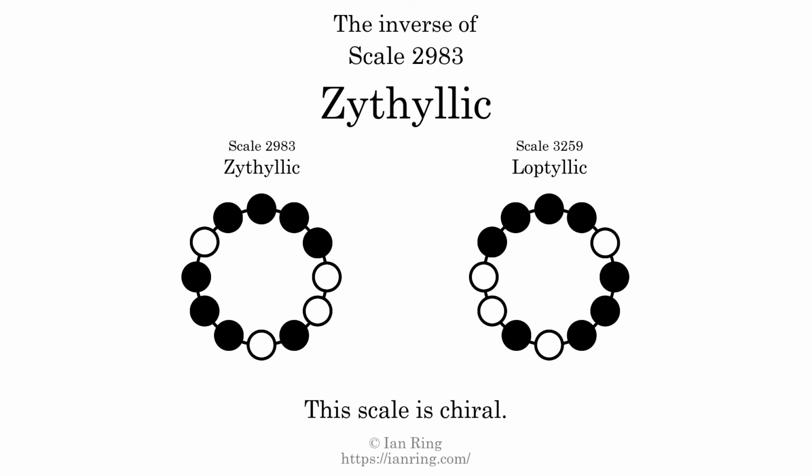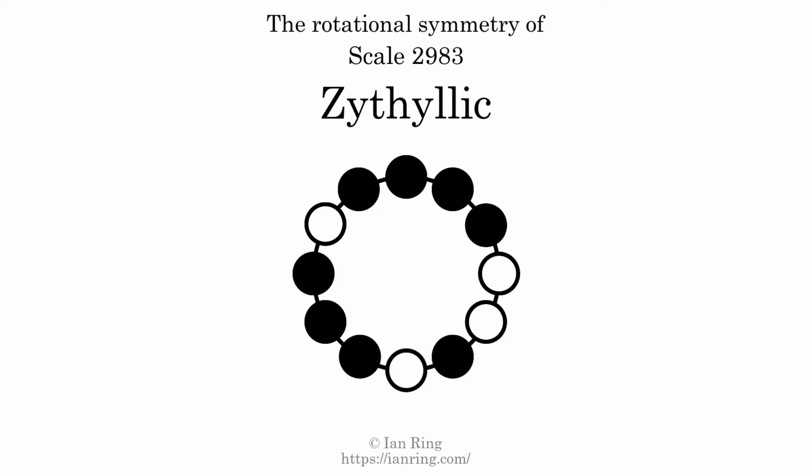The inverse of a scale is a mirror image. It is what you get when the sequence of intervals is reversed. The inverse of this scale is scale 3259, also known as Zythyllic. This scale is chiral. It cannot transform into its inverse by rotational transformation. This scale has no rotational symmetry.